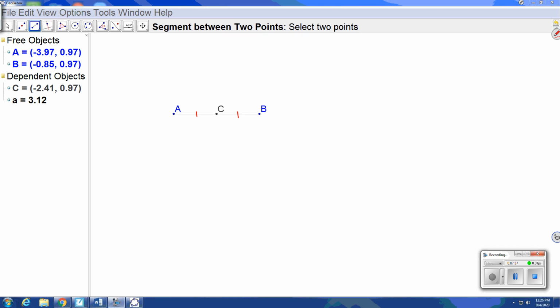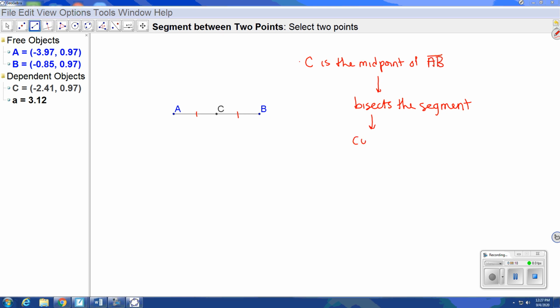So we've established this point C is right in the middle of A and B. So the next maybe logical question would be, is there a special name for C? And when we have a point that is exactly halfway between 2 other points, we would refer to C as the midpoint of segment AB. Okay, so point C is the midpoint of segment AB. And the midpoint, by definition, bisects the segment. Okay, and bisection means cut in half.